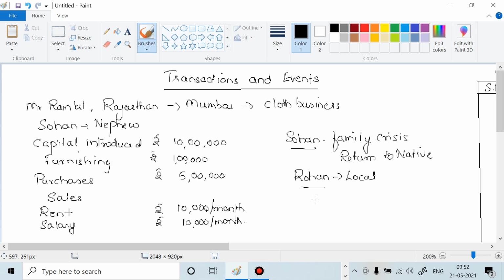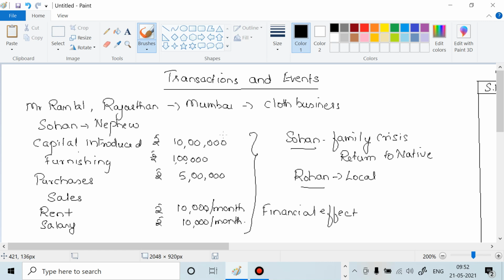But the loyalty and dedication with which Sohan was working might not be there with Rohan, because Sohan had a family connection with the business. So now, out of these several activities and actions that have taken place here, all these are actually events. But out of these, there are certain things which have a financial impact. They have a financial effect on the business.